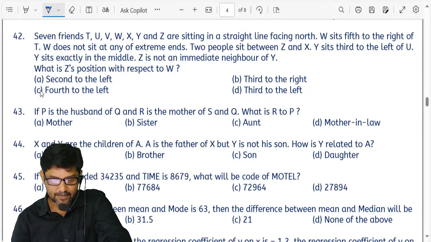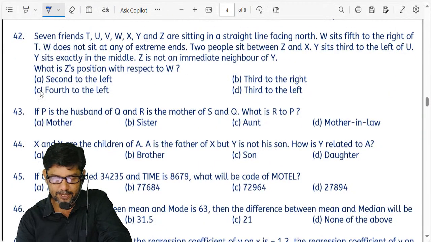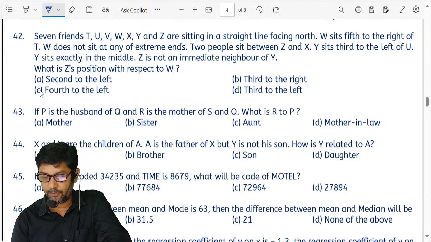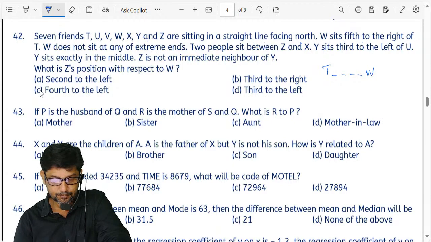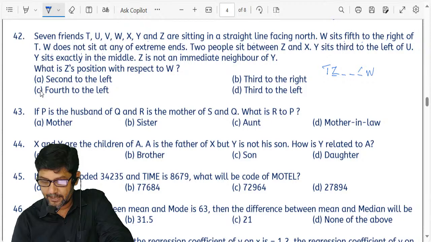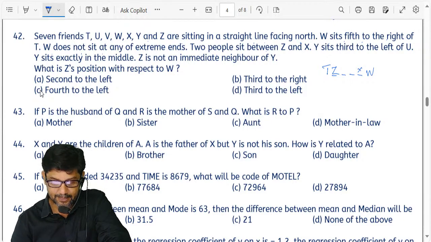Next. 7 friends T, U, V, W, X, Y, Z are sitting in a straight line facing north. W sits fifth to the right of T. Am I right? W does not sit at any of the extreme ends. Okay. Two people between Z and X. Am I right, my dear?